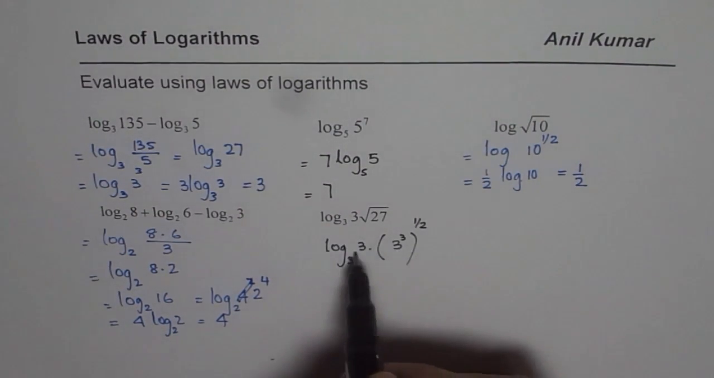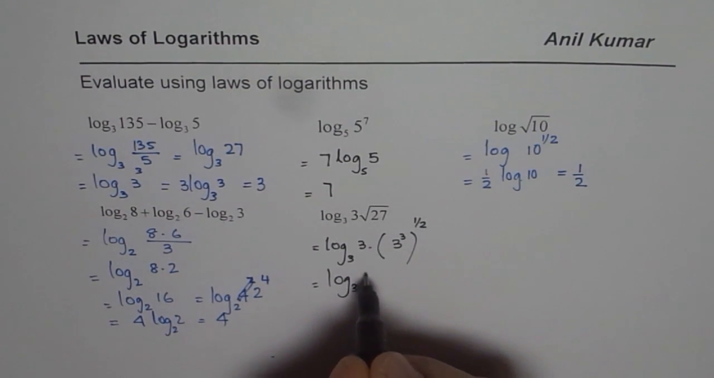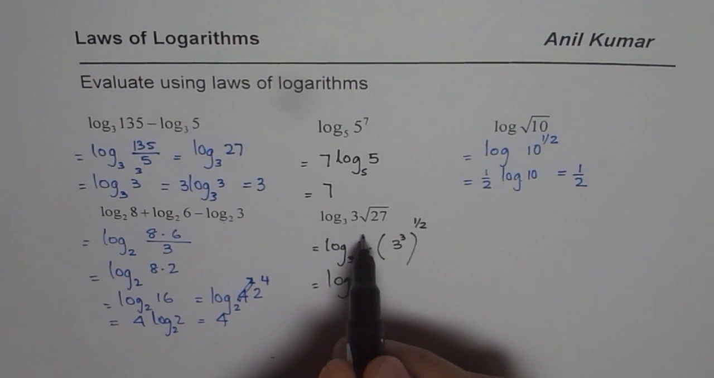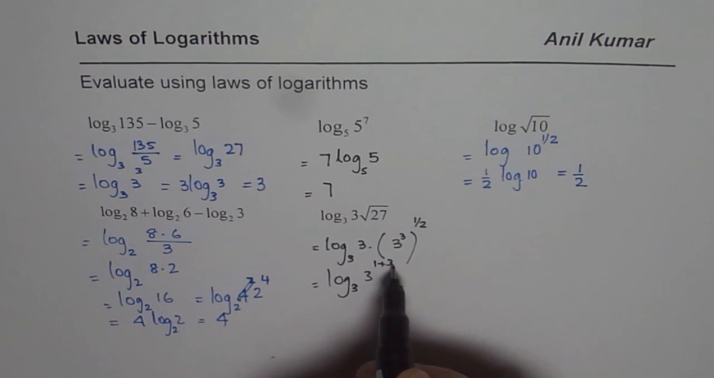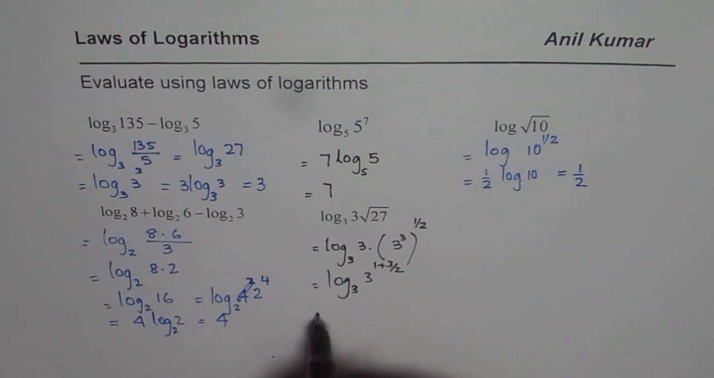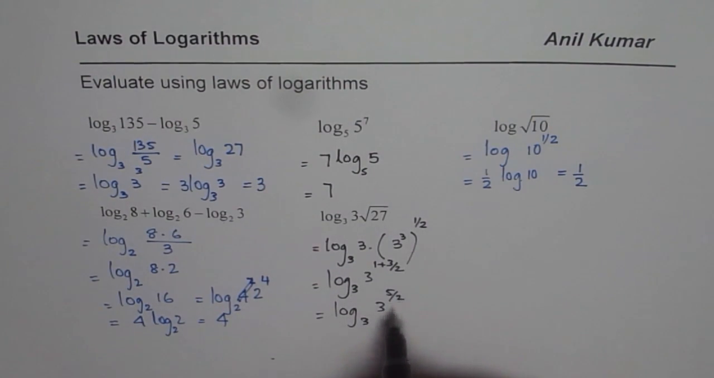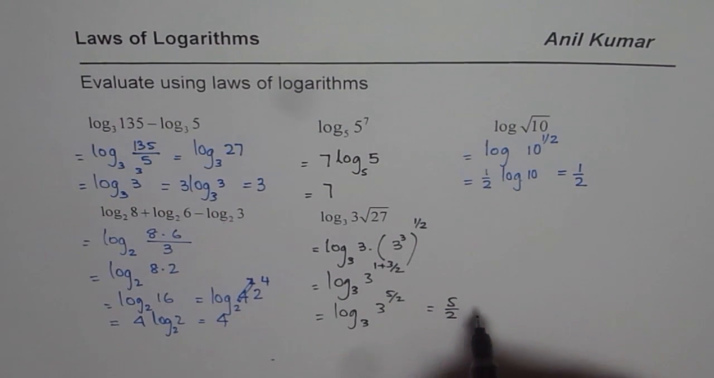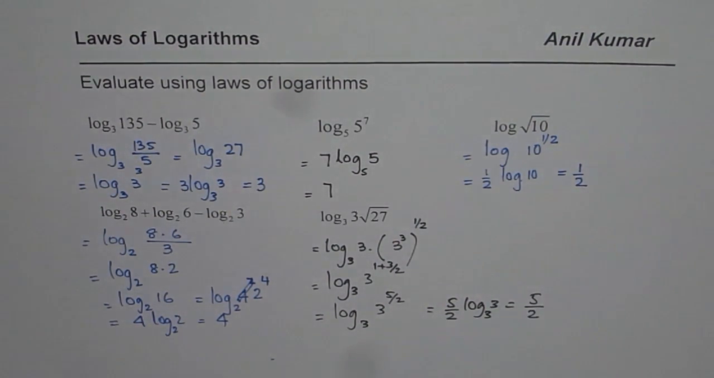And now we can combine the exponents. So we could write this as log to the base 3 of 3 to the power of 1 plus 3 over 2, right? So that could be written as log to the base 3 of 3 to the power of 5 over 2, correct? Now using the power rule, I can write this as 5 over 2 log to the base 3 of 3, and that is equal to 5 over 2, right? So that is how we can solve it.